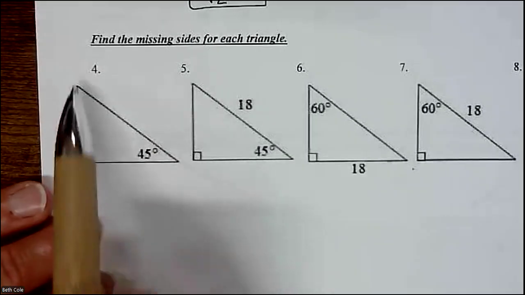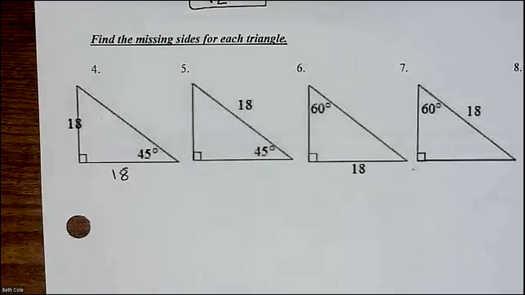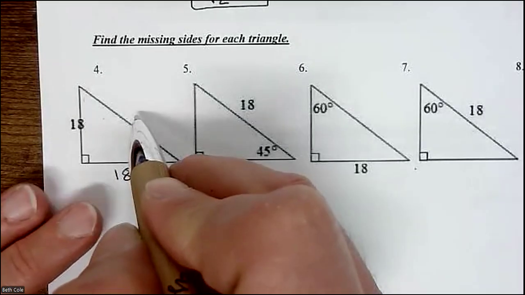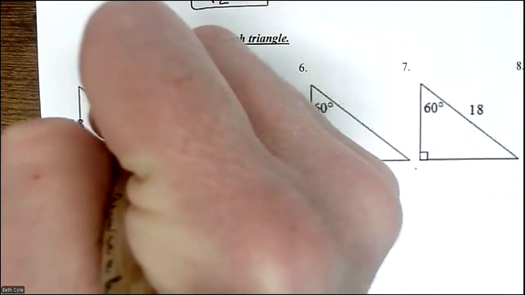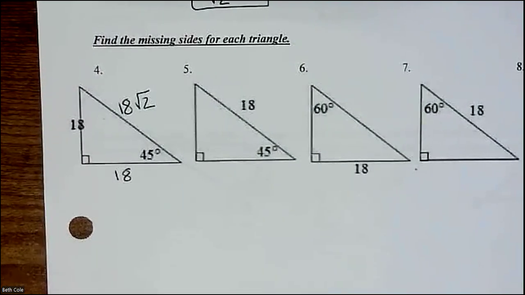Do you see how this side is 18? That means this side is also 18. You can never assume that a picture is to scale. All right. So to get from the smaller side to the bigger side, you're going to multiply by square root of 2. So it is just 18 square root of 2. You just know that pattern and it saves you some work.